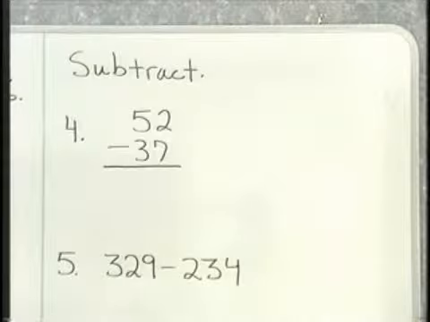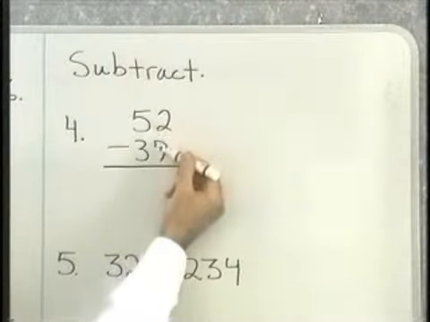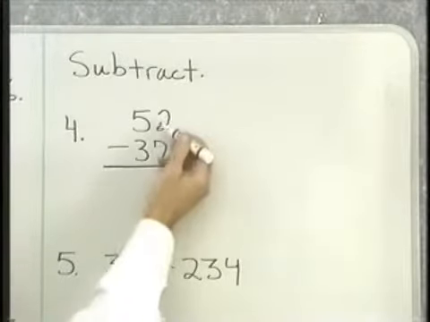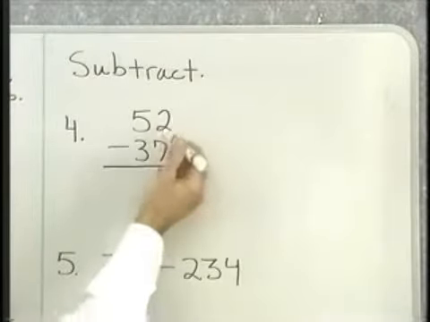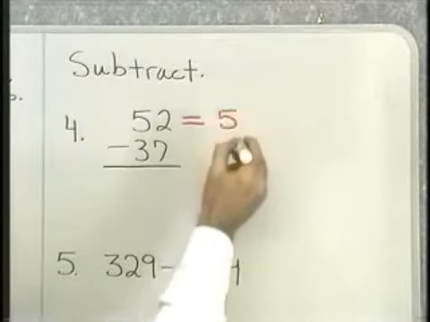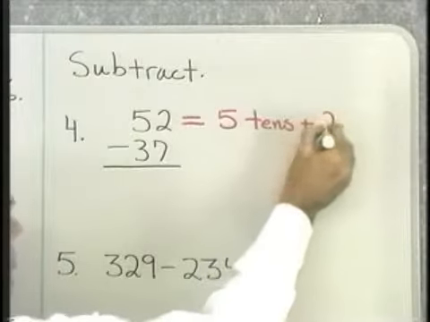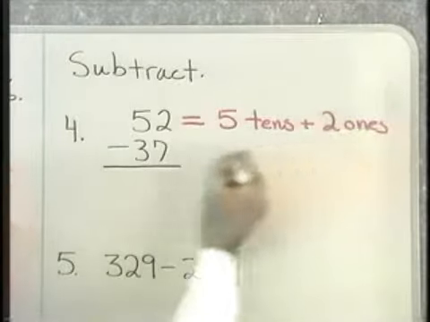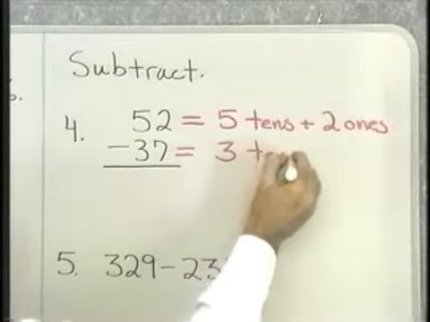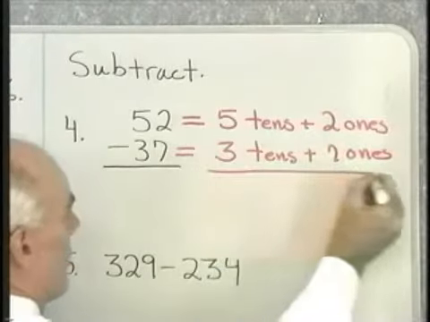Let's go on now and look at our next problem. I have 52 subtract 37, and right away I'm going to have difficulty because I have 2, but I can't subtract 7 from it because 2 is less than 7. If I try to say 7 from 2, I don't know how to do that because the 2 is smaller. So I'm going to unravel this a little bit and write it in terms of the place value of the digits. I have 5 tens plus 2 ones. And for 37, I know that means 3 tens and 7 ones. Now, here's where my problem is.